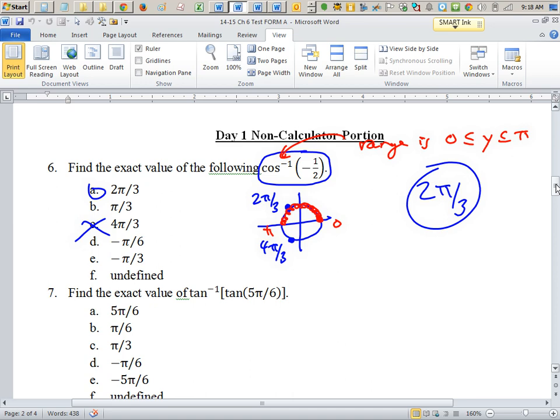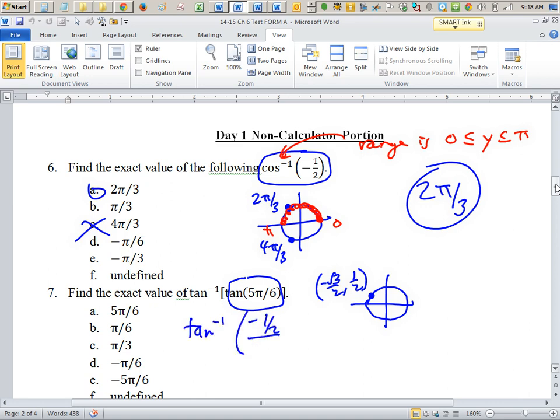Okay. The next one's basically saying, what is tan inverse of tan of 5 pi over 6? So this one you can kind of work it from the inside out. First figure out what tan 5 pi over 6 is. So this is the point, negative root 3 over 2, comma, half. So when you perform a tan on that thing, you're going to basically get negative 1/2 over root 3 over 2 like that, which is going to basically all boil down to negative root 3 over 3.